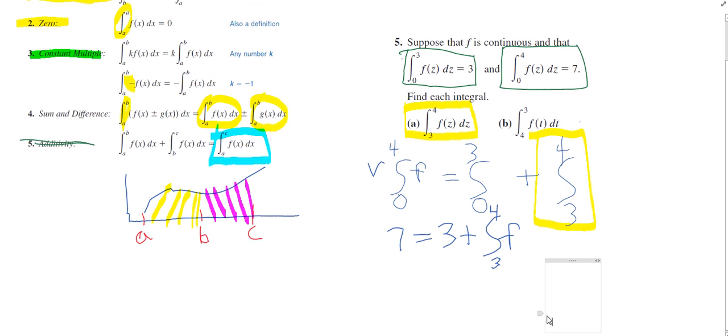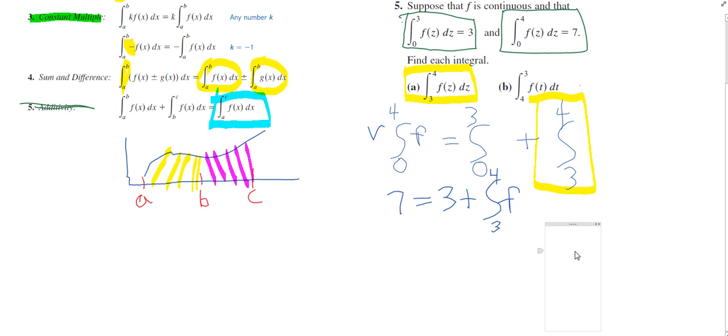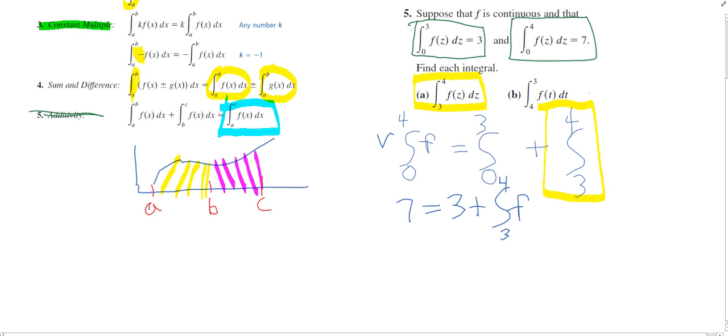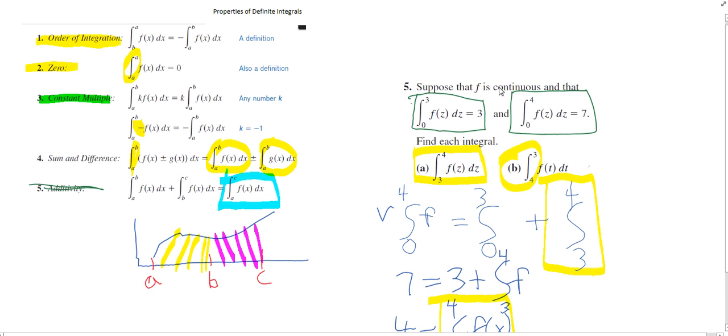So this would just be 4, which is equal to the integral from 3 to 4 of the function. Okay? Part B, well, we just found from 3 to 4 in part A, right? And in B, they're just simply reversing the integration limits from going from 3 to 4, to 4 to 3. So we're going to go back and look at the first property, which says the order of integration, if you switch them, then the answer is just the opposite.